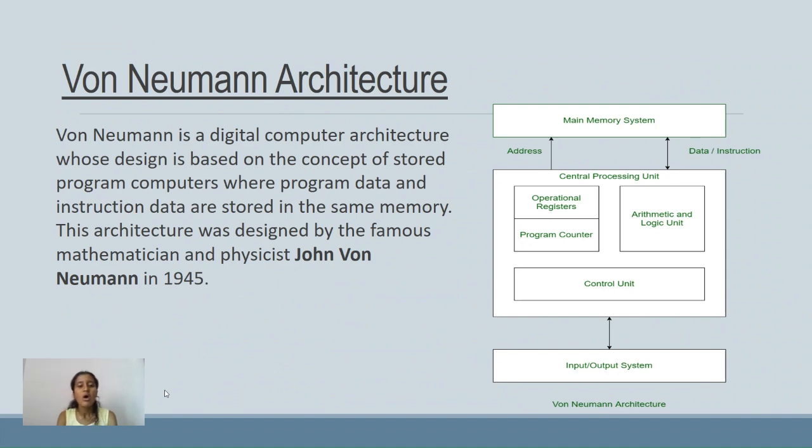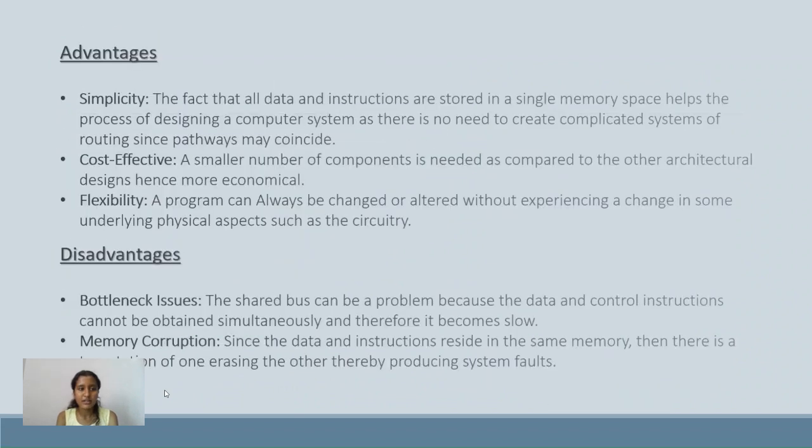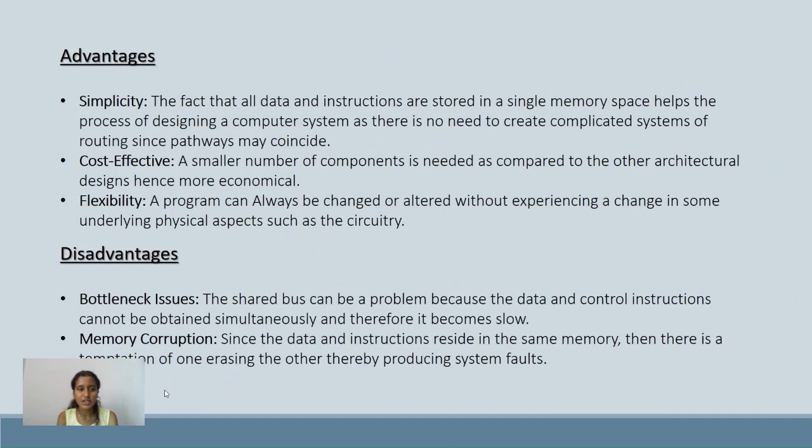program computers where program data and instruction data are stored in the same memory. This architecture was designed by the famous mathematician and physicist John von Neumann in 1945. The advantages and disadvantages of the von Neumann architecture.